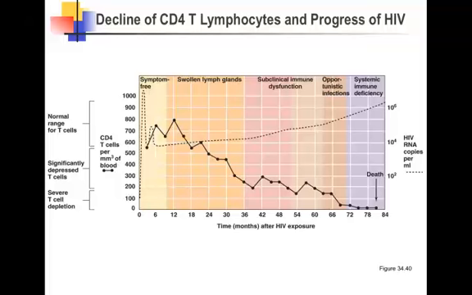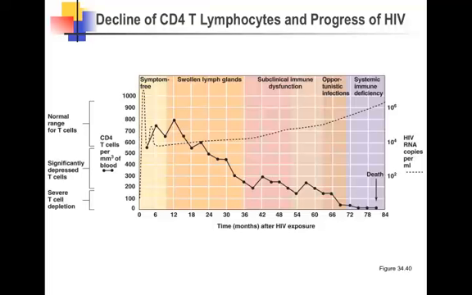When we look at the disease progression of this pathogen, you can see that plotted on this plot. On the x-axis is time, or months after HIV exposure. On the left-hand y-axis is the number of CD4 positive cells, the concentration of those per cubic millimeter of blood, and that's the black line with the dots. The dashed line is represented by the number of HIV copies, or genome copies, a measure of HIV particles in the circulatory system.